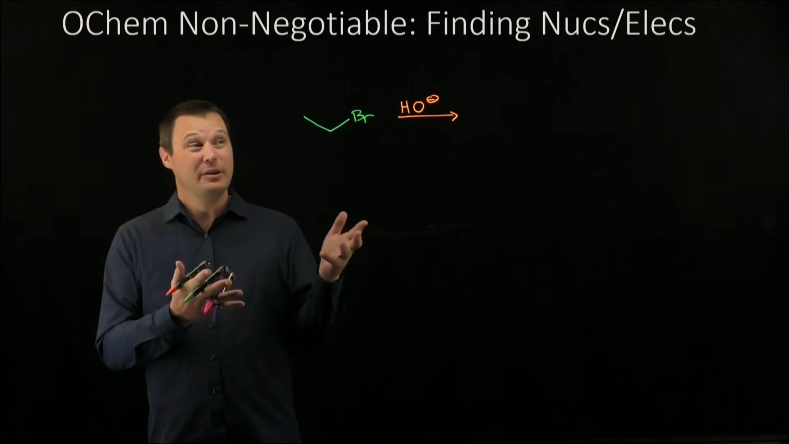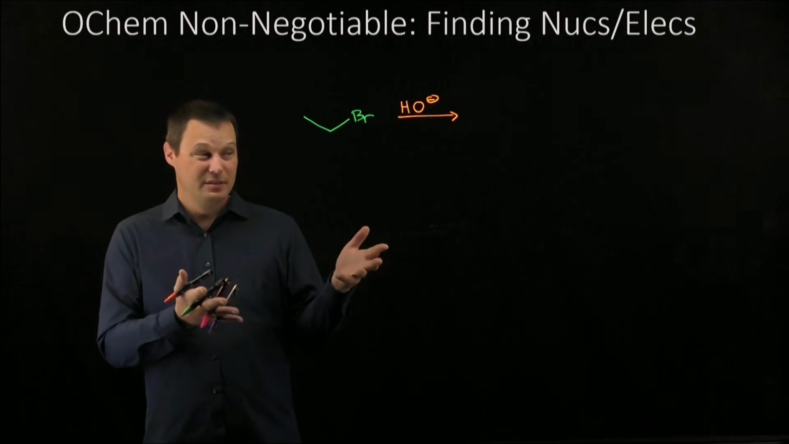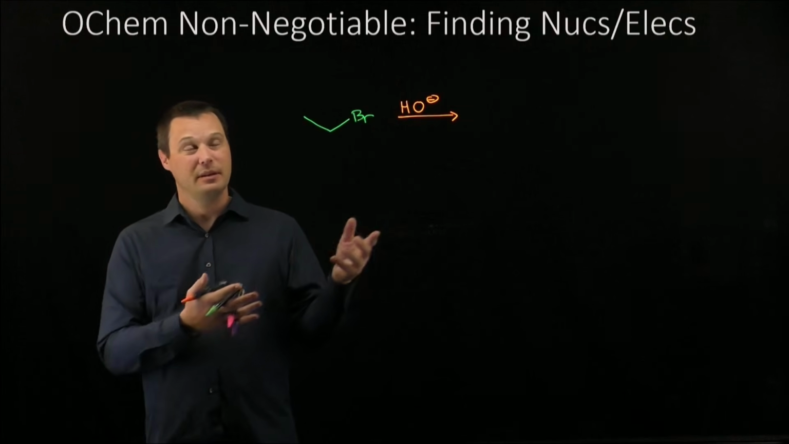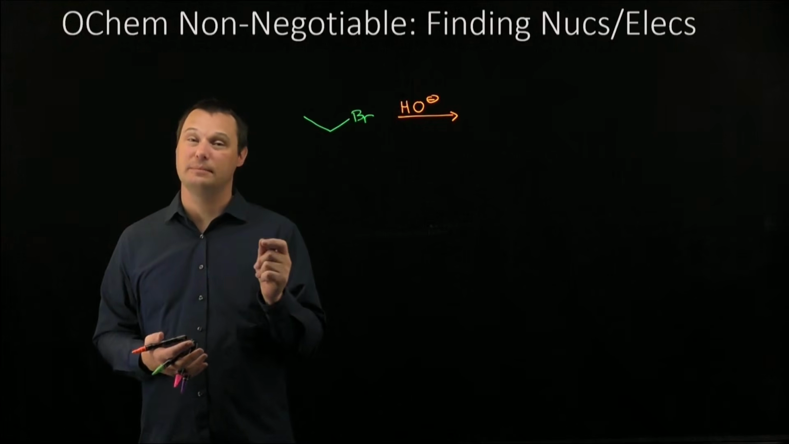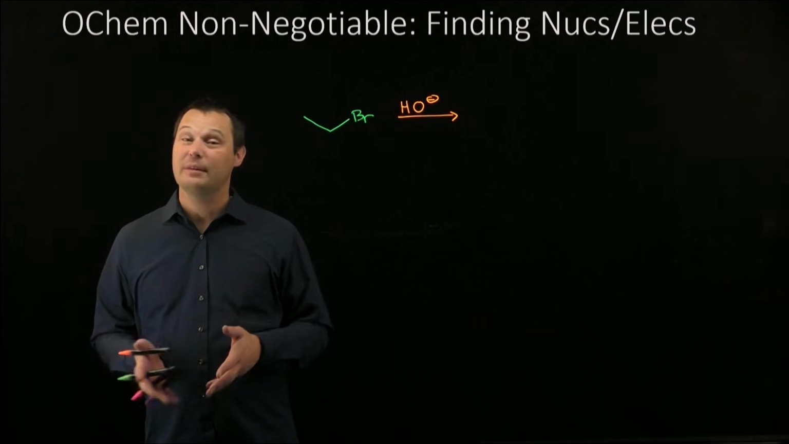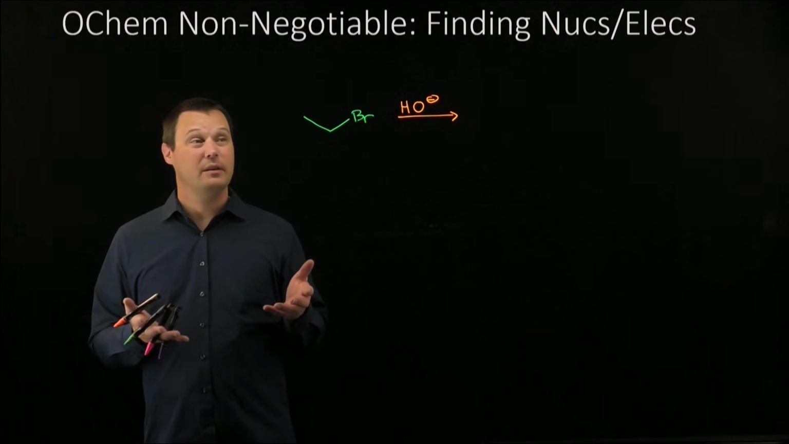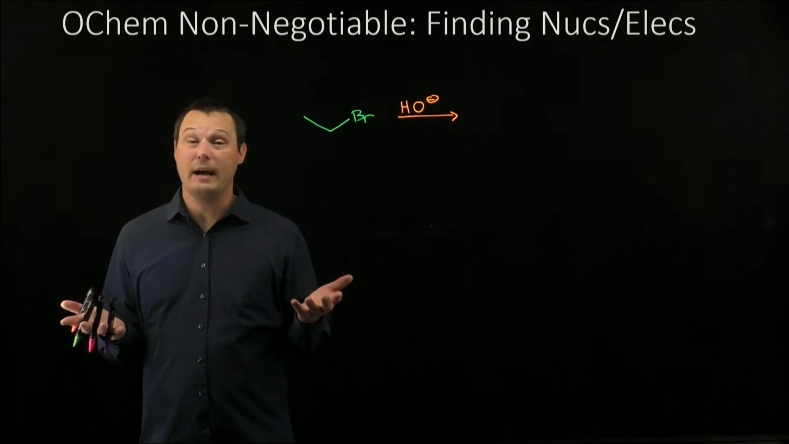You can know every reaction on the exam and still get the mechanism problems wrong if you can't answer one question. Who is attacking whom? If you can identify the nucleophile and the electrophile, you've already solved half the mechanism.